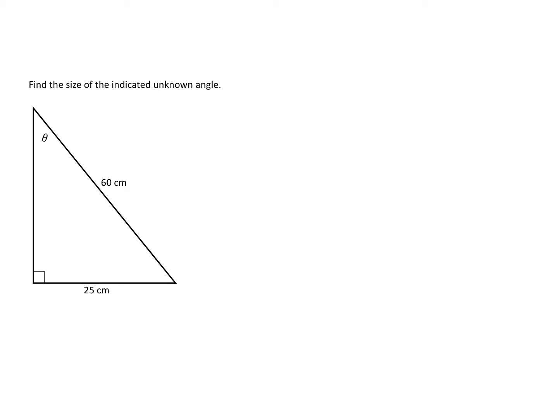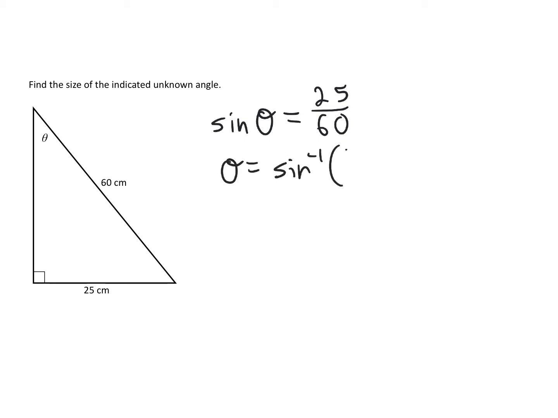We can also use trig to solve for an unknown angle. In this case, we can use sine. Sine of theta is equal to opposite over hypotenuse. So theta will equal sine inverse of 25 over 60. And we end up with 24.6 degrees.